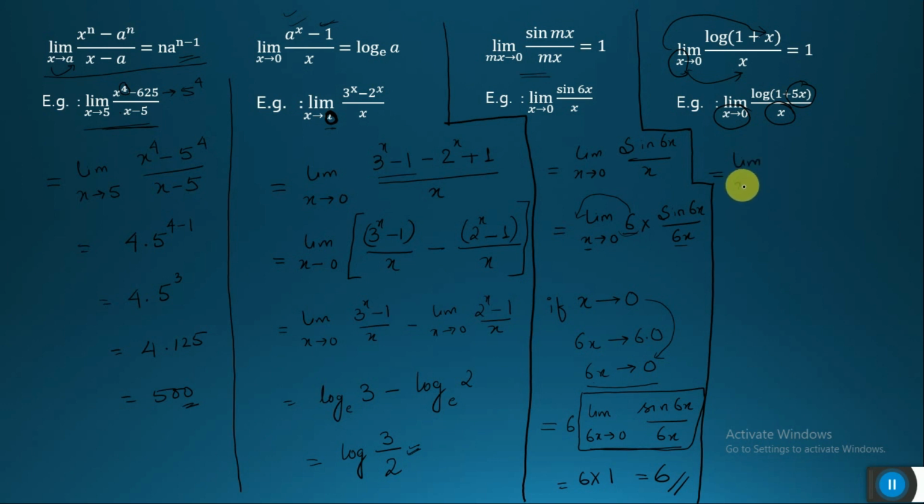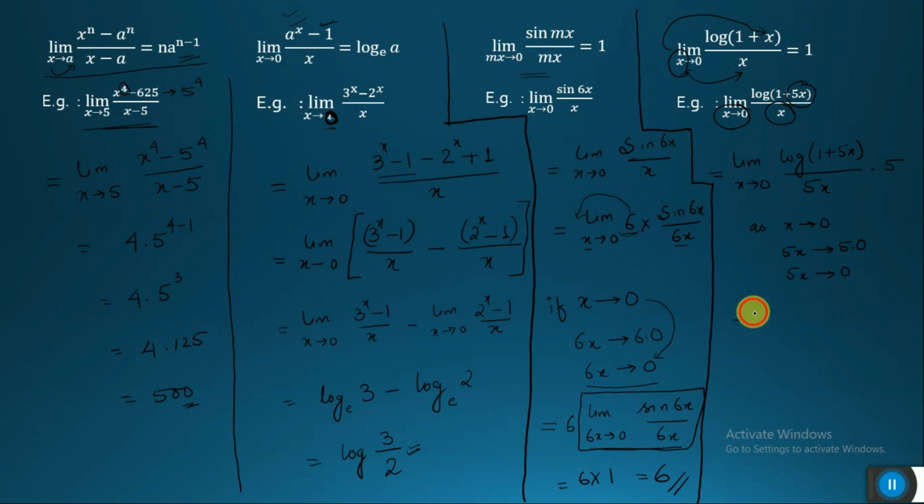Limit x tending to 0 log of 1 plus 5x by 5x, let's write. But from where did this 5 come? I brought it myself, so I will remove it by multiplying 5. So I can cancel and get x back here. Okay, now the problem is this one. So x tends to 0, 5x means 5 multiplication will tend to 5 into 0. So you can say 5x tends to 0.